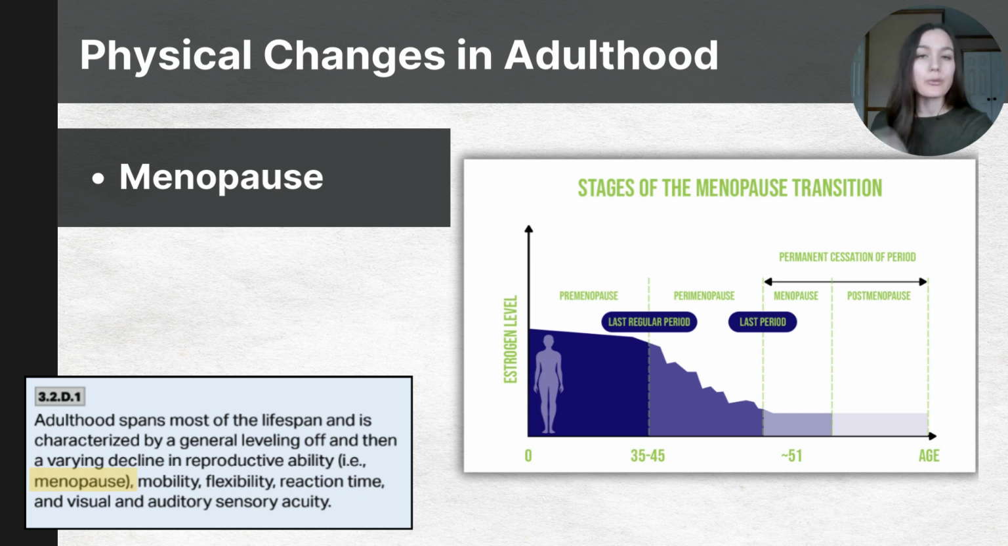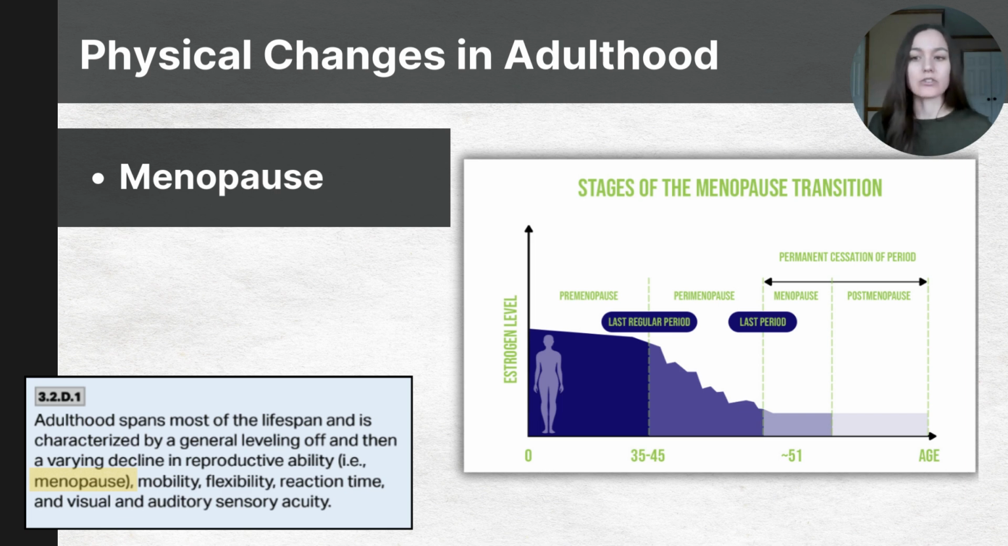For men, reproductive ability declines more gradually than women, and it doesn't necessarily come to a clear, abrupt stop. But testosterone levels do begin to drop as men age, and there may be a decrease in sperm count and fertility. So while men don't experience a sharp decline like women do with menopause, aging can still affect their sexual health and reproductive abilities. Another physical change that occurs during adulthood is the decline in mobility and flexibility.